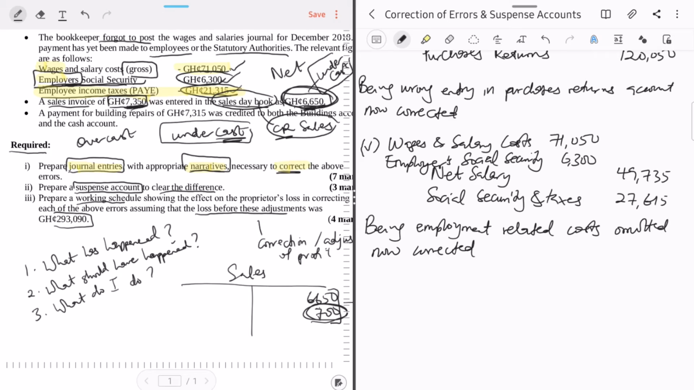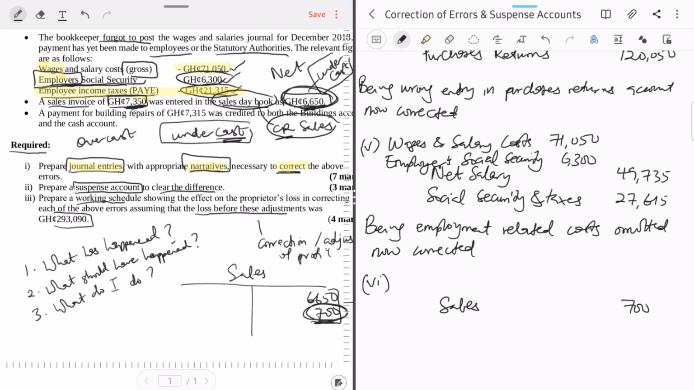It should have been 7,350. They only entered 6,650. So our next transaction here, we're going to credit the sales account with 700, to increase it from 6,650 to the 7,350 figure. Now that we've done this, what goes to the debit side? Remember, it's not suspense. I'm sure some of you are thinking, oh, it's suspense.